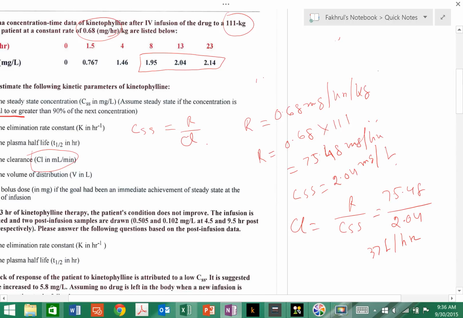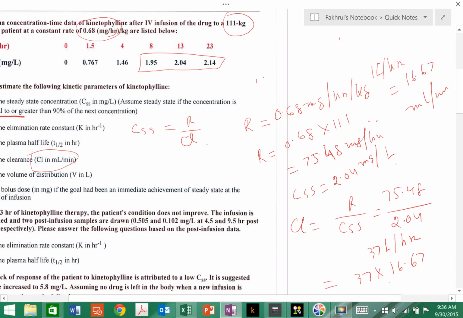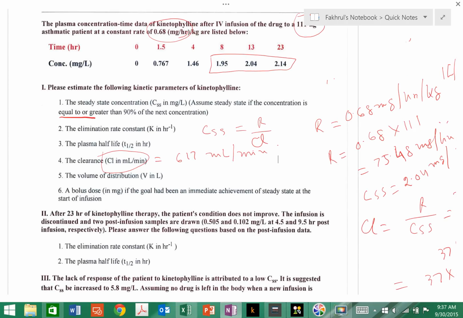Perhaps you know that 1 liter per hour is equal to, I think, 16.67 milliliter per minute. So if you multiply this 37 times 16.67, let's go to my fancy calculator. 37 multiplied by 16.67 gives you 617. So your CL here would be 617 milliliter per minute. You have to always look into the unit, otherwise you will get confused.